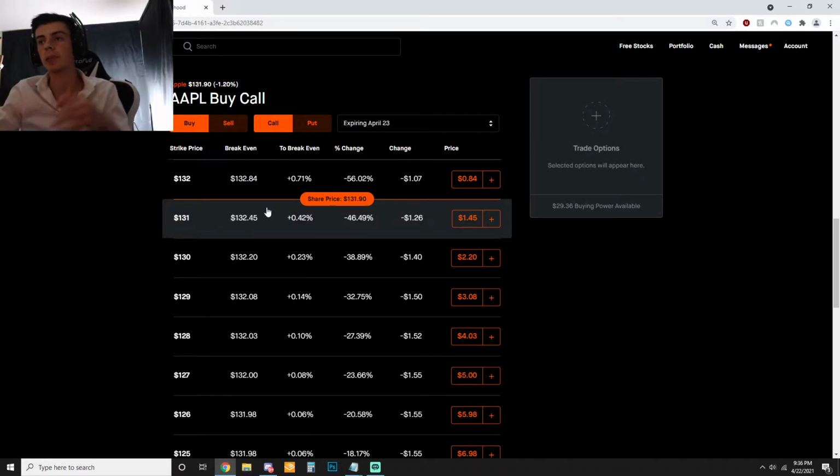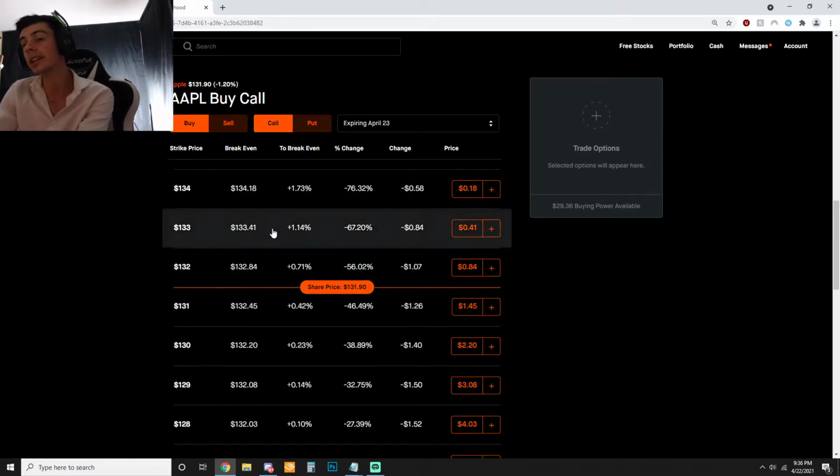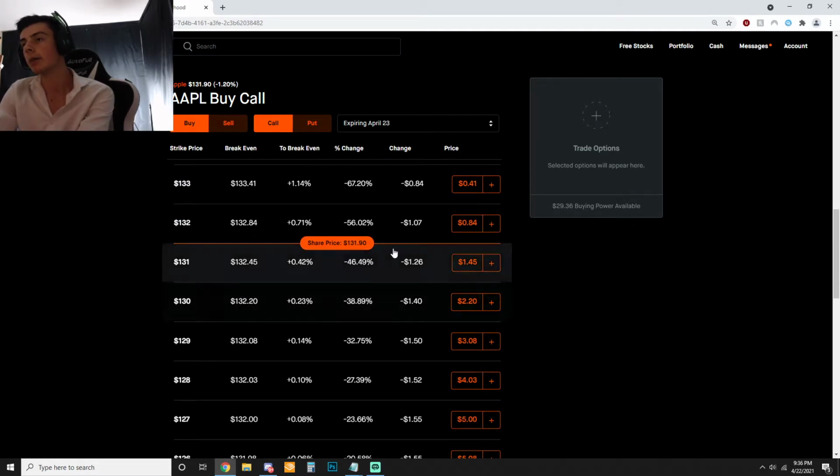And so what that means is if you look at a stock like this, like Apple, where it's at 131.9, right? $131.90 out of the money on a call option would be anything above it because you're predicting it's going to go up. So out of the money would be above it, right? This is not within the money. Within the money would be down below. So all these are in the money.